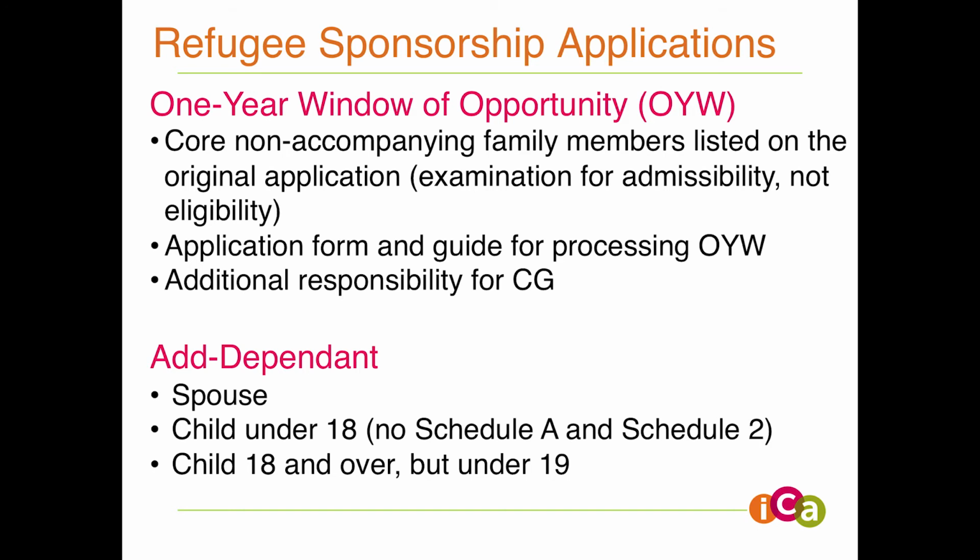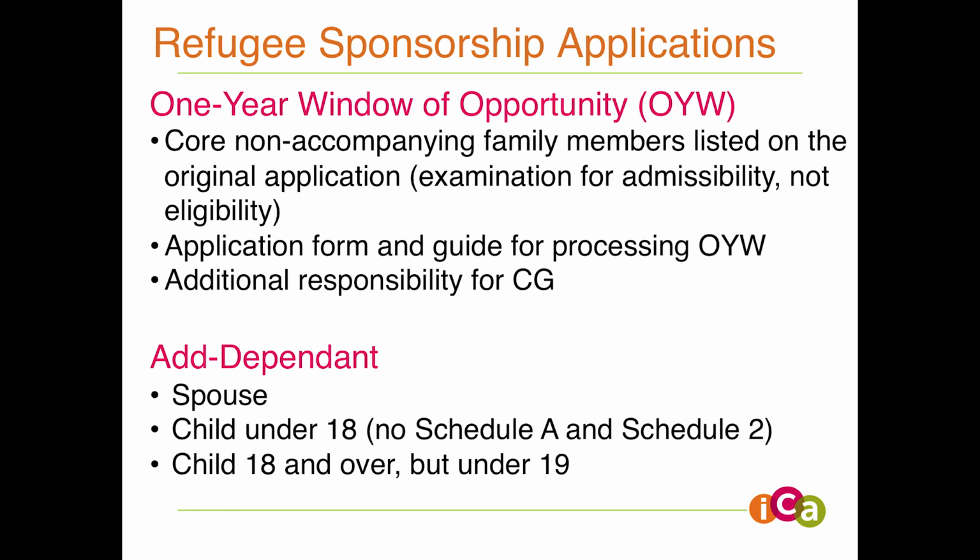So something else, two pieces that are very important here are the 1-year window of opportunity and the add dependent form. The 1-year window of opportunity has to do with family members that are part of the application, but that for whatever reason are unable to come on the original application. So if we think about the case that I mentioned earlier, let's say there is a father in Beirut, in Lebanon, and the mother and the children are still in Syria, or they might be in Turkey, you know, they might have gotten separated.